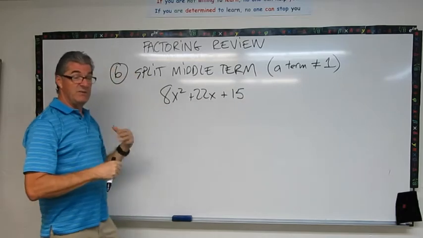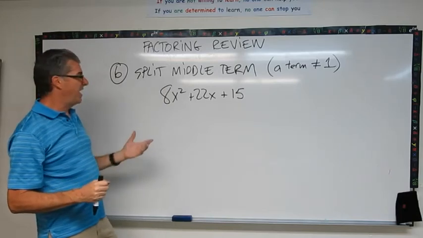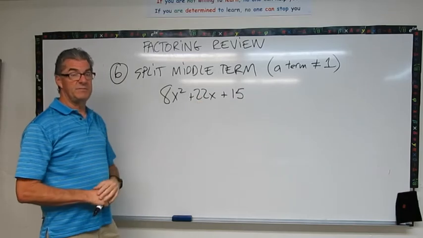Because then I can remove the need to split the middle term. However, in this case, I can't do that. There's no 8 in 22 and certainly not in 15. So I have to split the middle term.